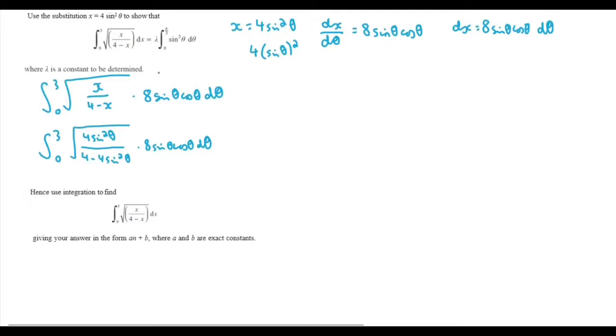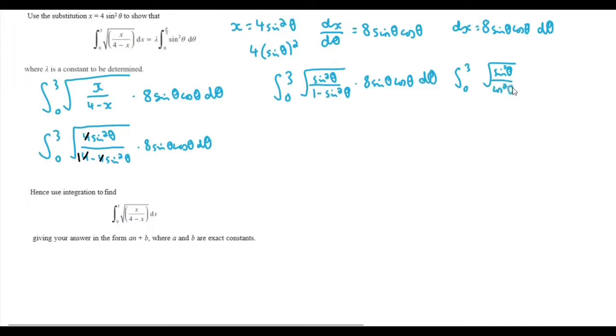Now, what we can do at this point is cancel through by a factor of 4, leaving us with just a 1 here. So I'll rewrite it up here, 3, 0, square root of sine squared theta over 1 minus sine squared theta. 1 minus sine squared theta you can rewrite again using trigonometric identities as cos squared theta. So we've now got between 3 and 0, the square root of sine squared theta over cos squared theta, still times by this 8 sine theta cos theta.